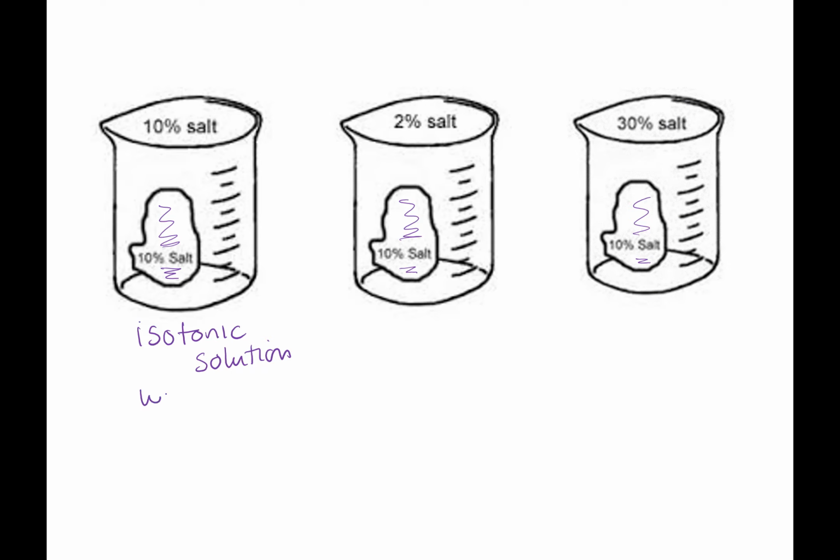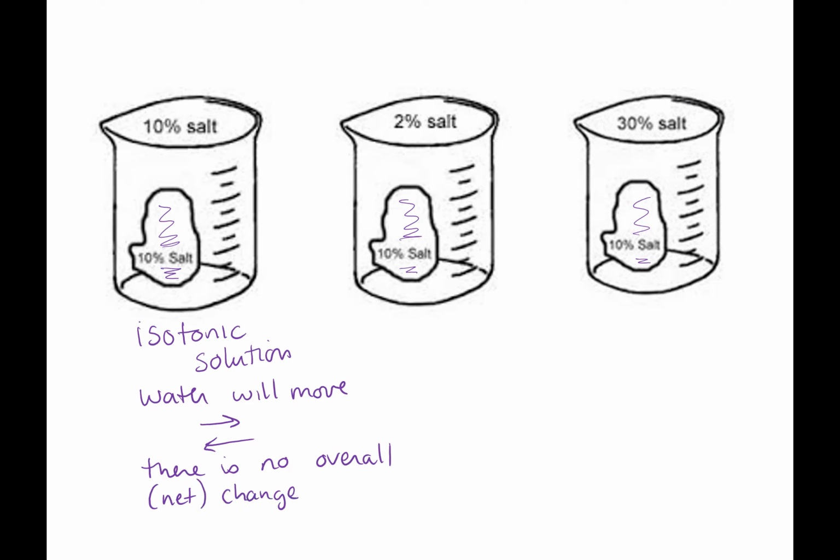Water will move back and forth across the membrane, but there is no overall or net change in the water concentration. Because this is an isotonic solution. So remember, in biology, nothing ever stands still. So water's going to move this way and water's going to move that way.